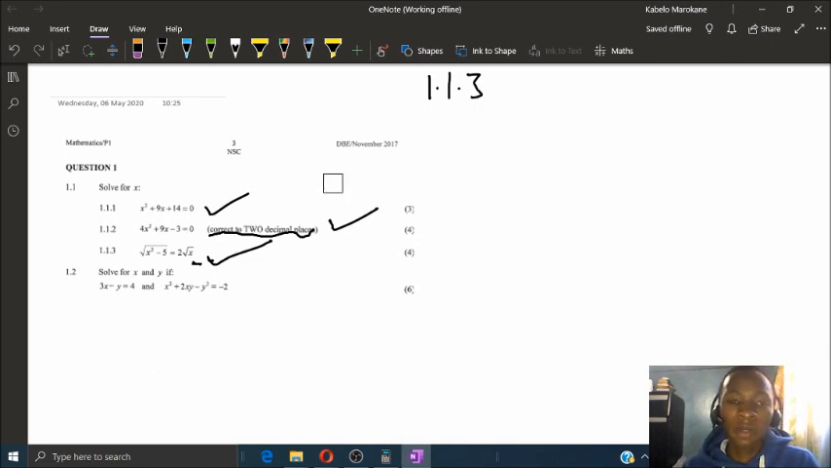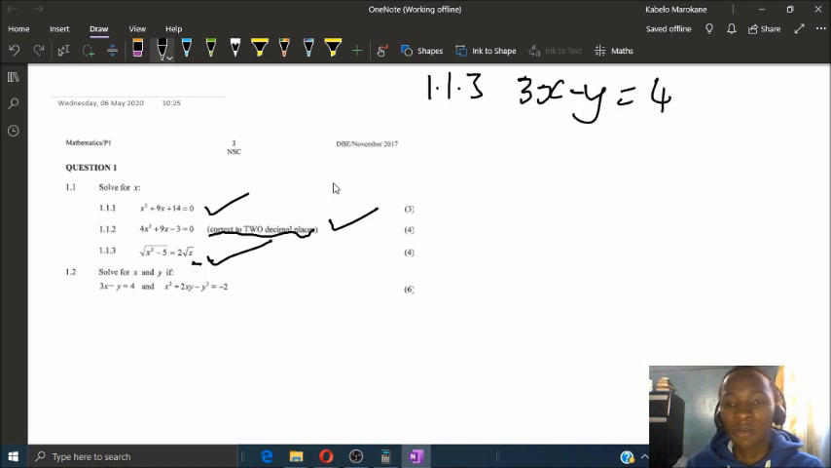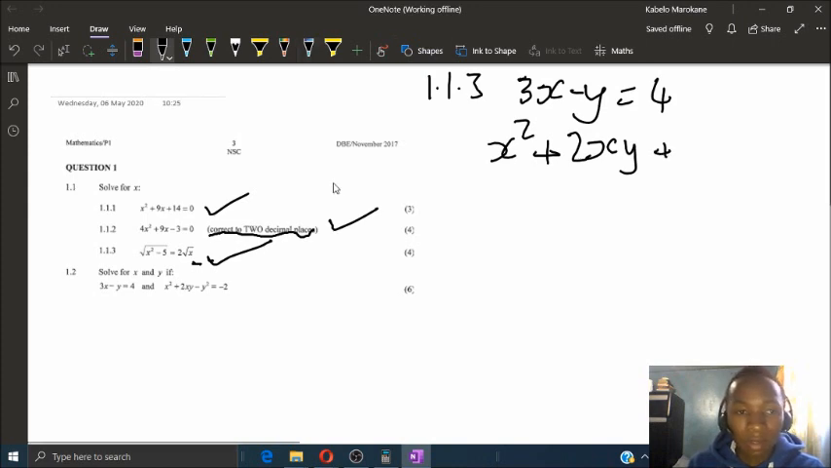Remember, pause the video and try it out on your own. So the question says solve for x and y. So we are given the first equation, 3x minus y equals 4, and x squared plus 2xy plus, or is it minus? Okay, it's minus y squared is equal to minus 2.